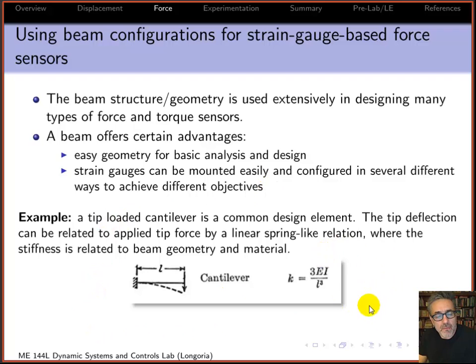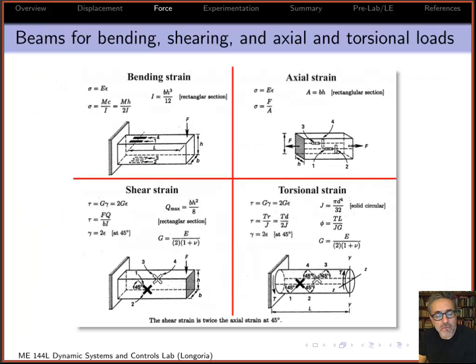So to give you an example, like if you have a tip-loaded cantilever, we have a good understanding of the deflection of the tip of that cantilever, and we can relate the stiffness, which tells us something about the relationship between the force and displacement. We can relate the stiffness to very simple and well-known relationships: the Young's modulus, say, the area moment of inertia and the length of that beam. So beam configurations then become very common in designing force sensors.